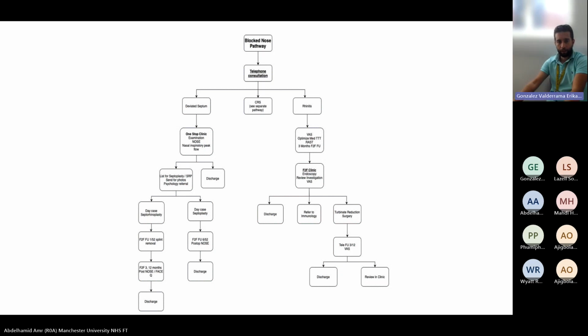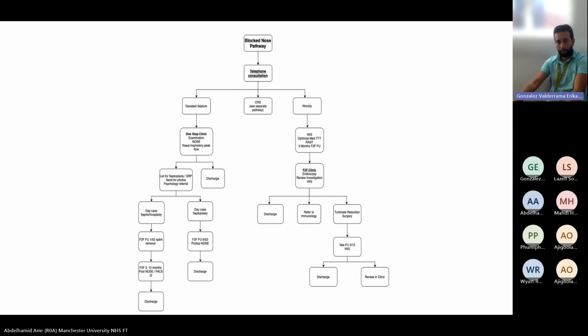And then they'll either be just listed for a septoplasty or septorhinoplasty, depending on whether there are any other cosmetic concerns or any external deformities that are contributing to the nasal obstruction. And if they're listed, we'll send them for photography and possibly psychological referral if there are any concerns during the assessment. Or, when we examine them, they're not candidates for any surgery, so they're discharged, or they might then fall into one of the other pathways.